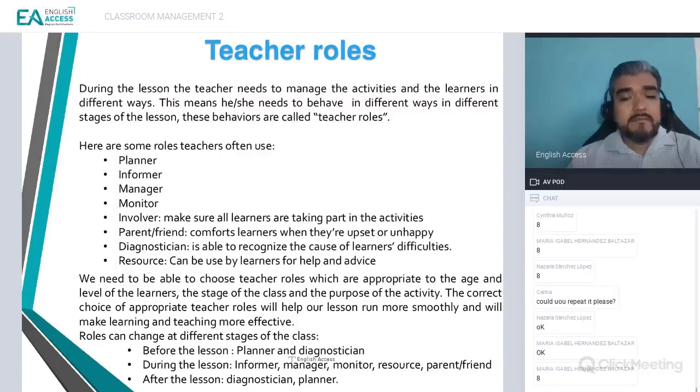Before the class, the teacher is usually a planner and diagnostician. During the lesson, the teacher is more an informer, manager, monitor, resource, parent, or friend. After the lesson, the teacher is more a diagnostician and a planner. So these are different teacher roles, teachers.